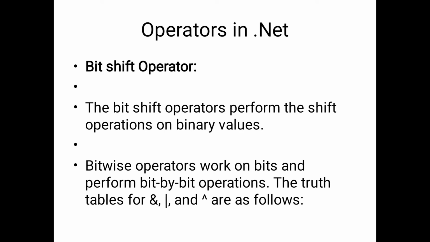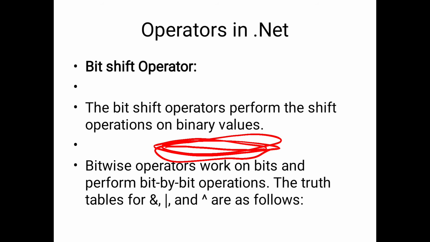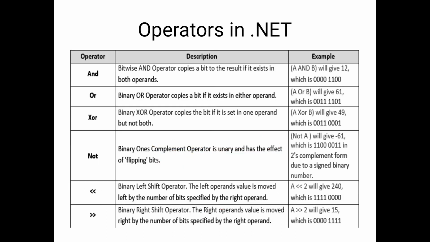Now the next operator is the bit shift operator. The bit shift operators perform shift operations on binary values. So the main point that we have to notice is that it performs the shift operation on binary values. Bitwise operators work on bits and perform bit by bit operations. The truth tables for AND, OR and NOT are as follows.